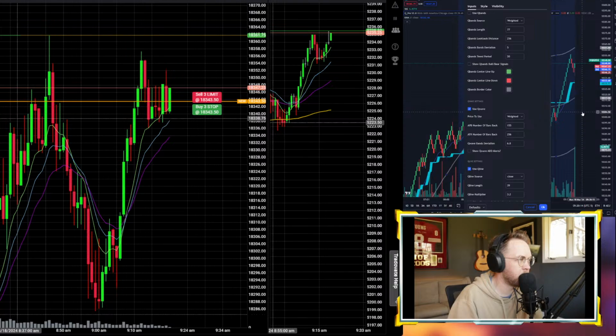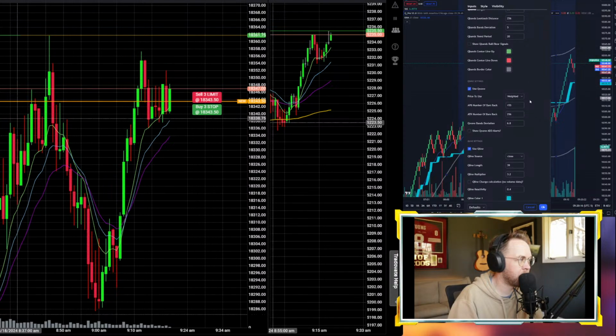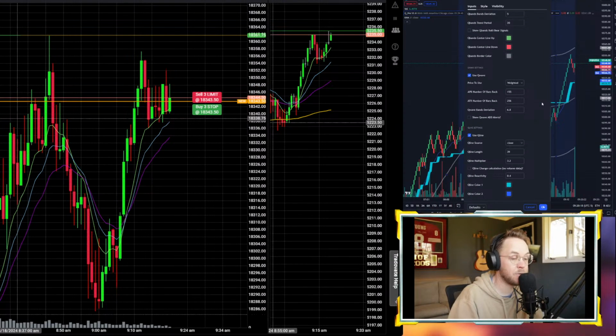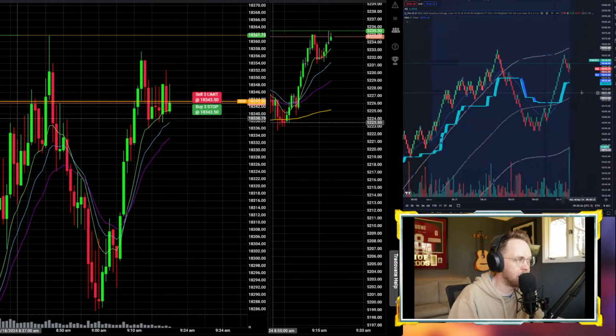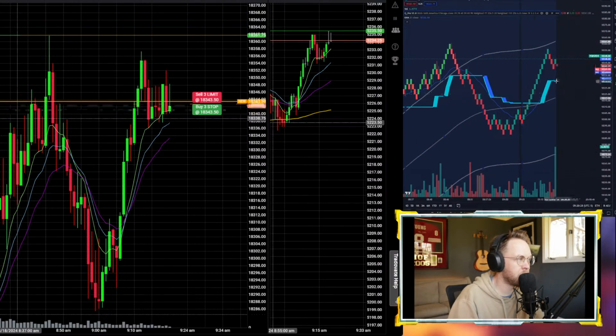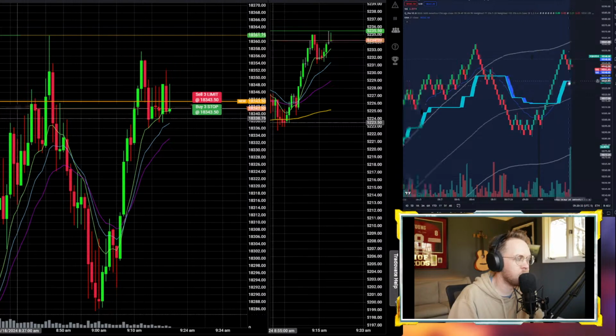So basically what we're looking for, I have custom settings on here that I don't fully understand why the settings are the way they are. I just copied Travis's or TI Trading Wiz's settings. But we're basically looking for scalps off of, for example, if we get a bounce off of this band here at 31, we're looking for a quick 5-handle scalp.